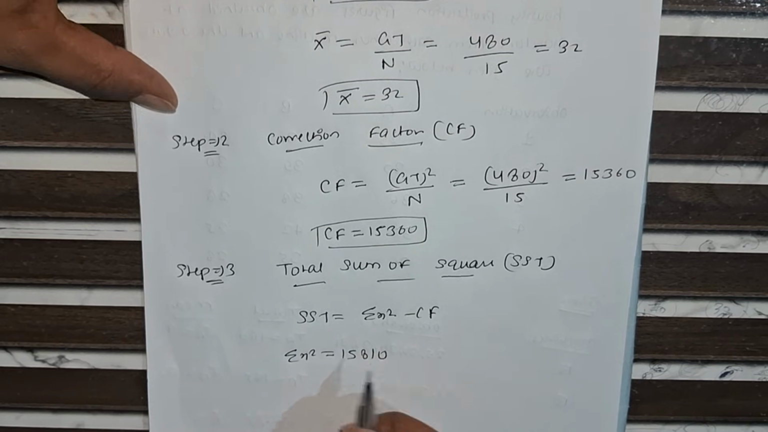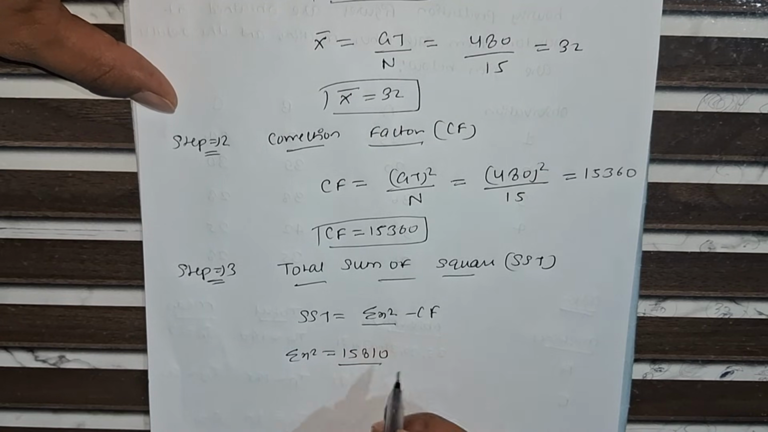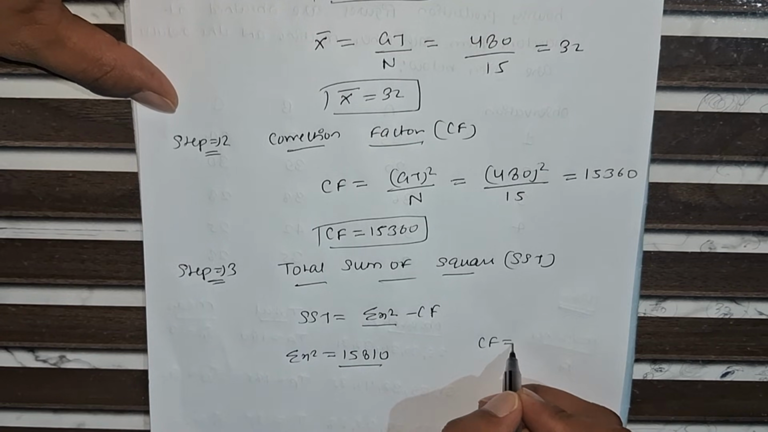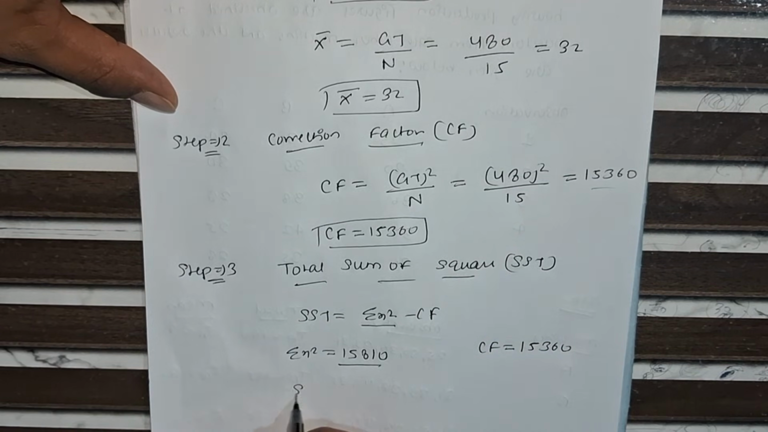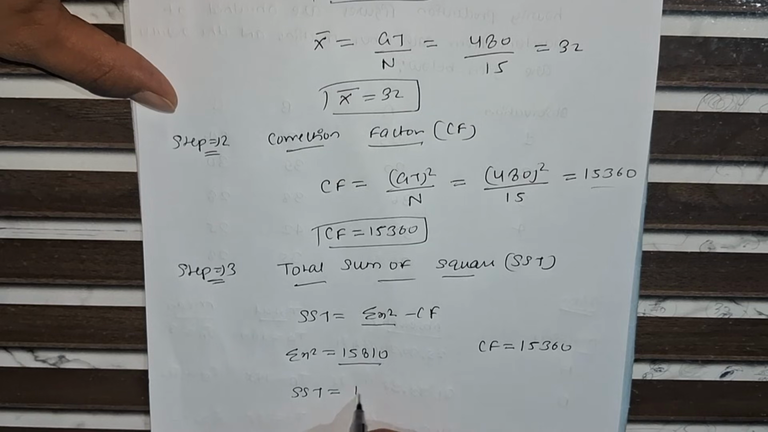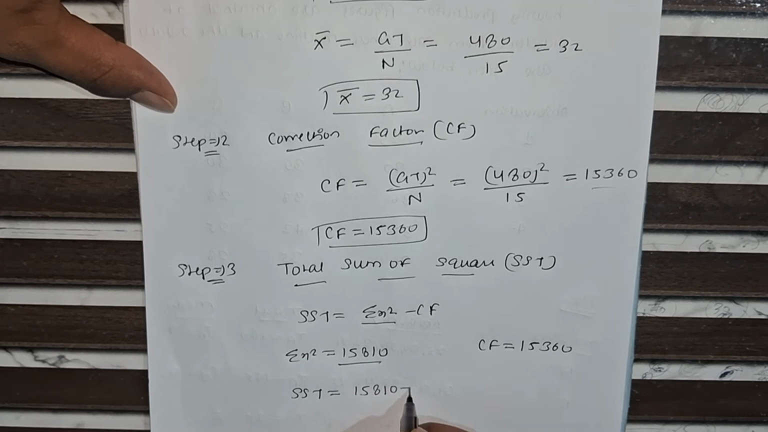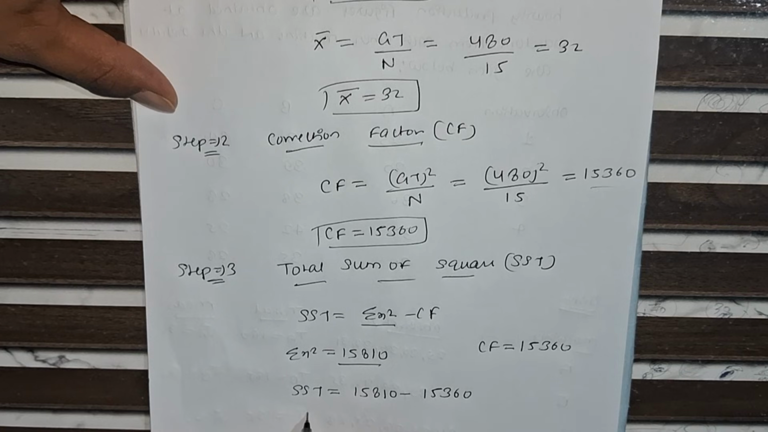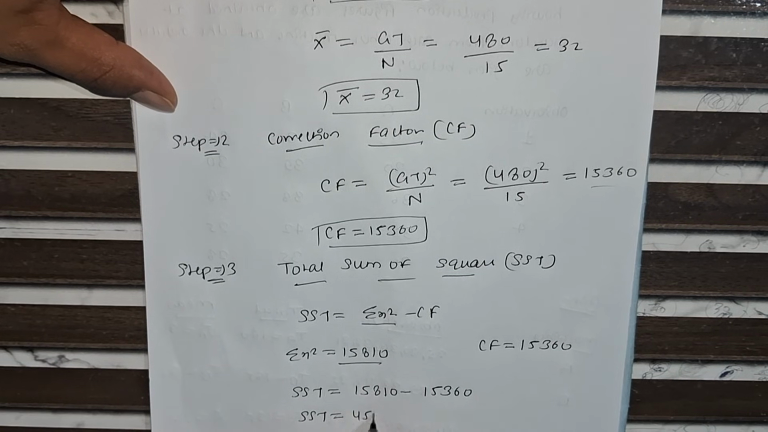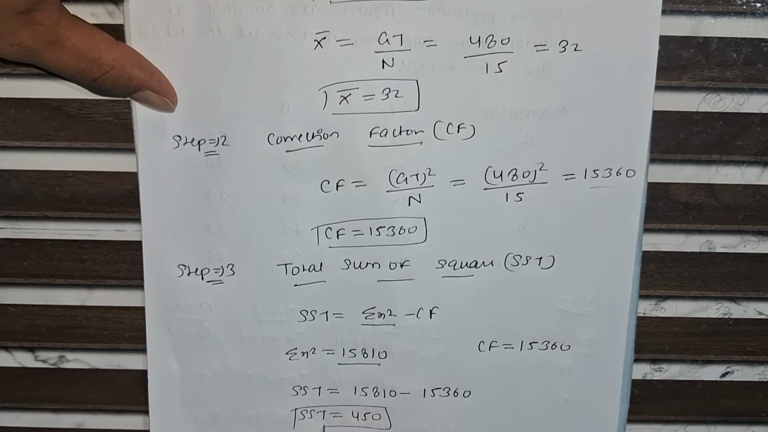So our summation of x square, while calculating, becomes 15810. So now put the value in this formula, and correction factor, already we know, is equals to 15360. So SST equals to 15810 minus 15360. So our total sum of square becomes equals to 450. This is nothing but our total sum of square.